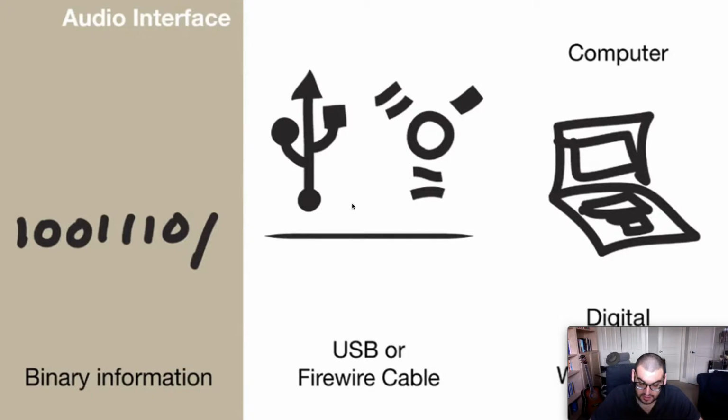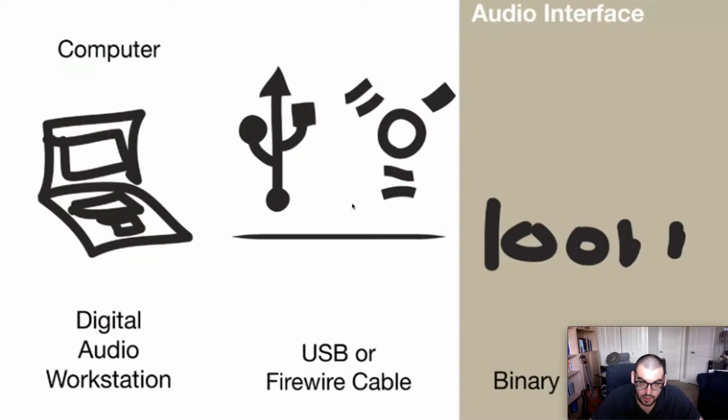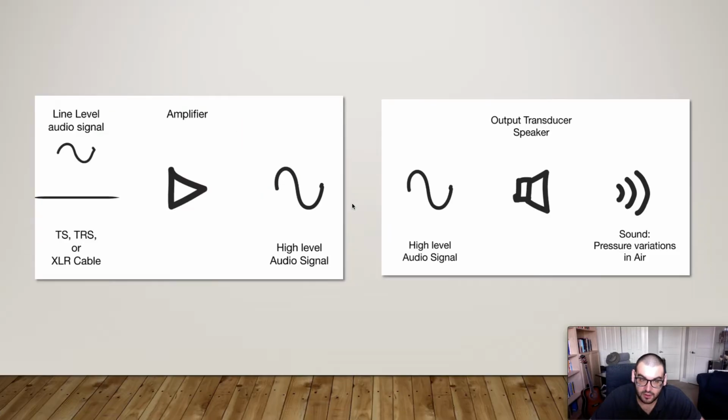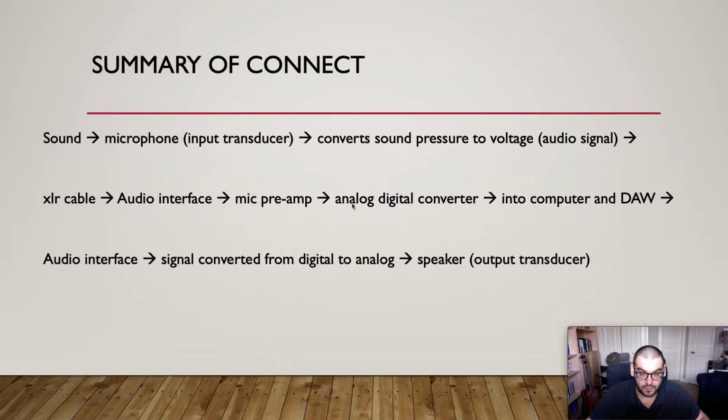To end the signal flow, the sound is sent from the DAW, so from your computer, back to the audio interface, which is then converted from digital to analog, and then it heads to your output transducer, which would be your speaker. So remember, input transducer is the microphone, output transducer is the speaker.